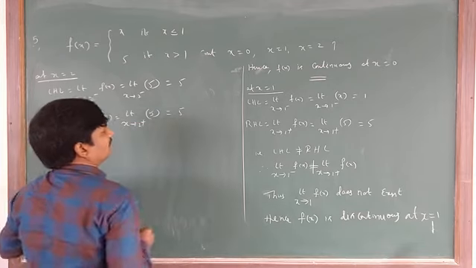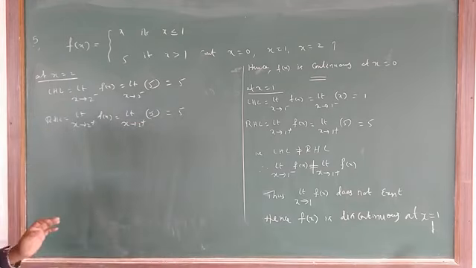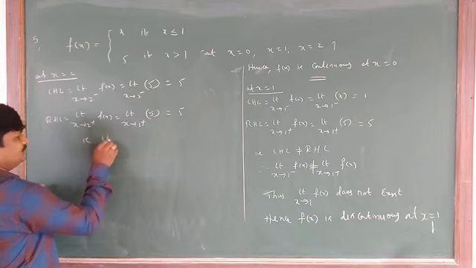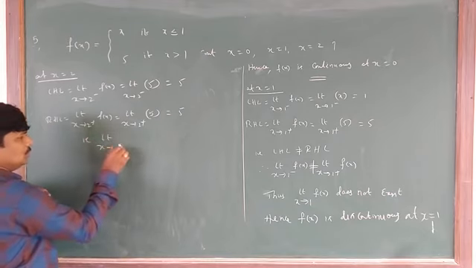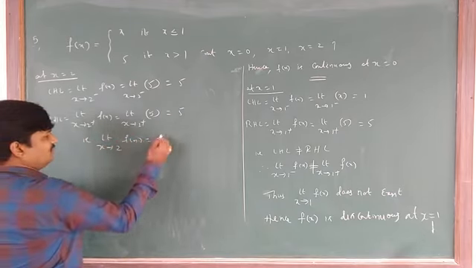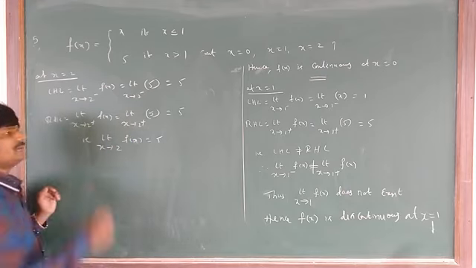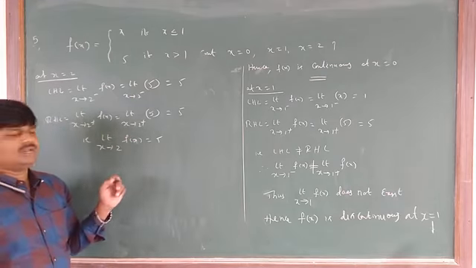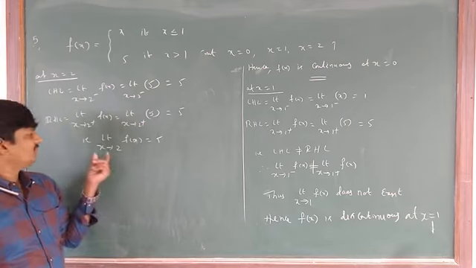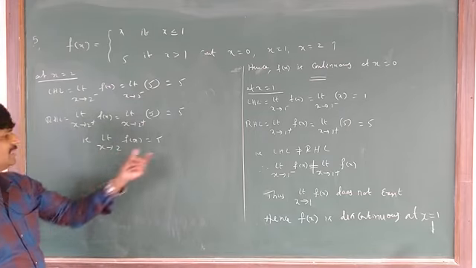Is equal to 5. So left hand limit, right hand limit, what did we get? The same. That is limit x tends to 2 f of x is equal to 5. Left hand and right hand both are equal. Whenever left and right both are equal, what do you say? Limit exists. That limit is equal to 5.